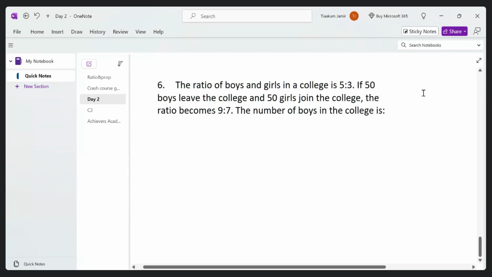The ratio of boys and girls in a college is 5:3. If 50 boys leave the college and 50 girls join the college, the ratio becomes 9:7. Now we need to find the number of boys in the college. All right. Can you try? Give it a try.